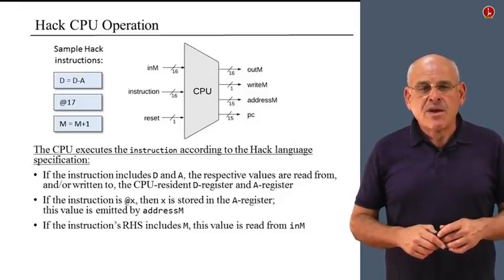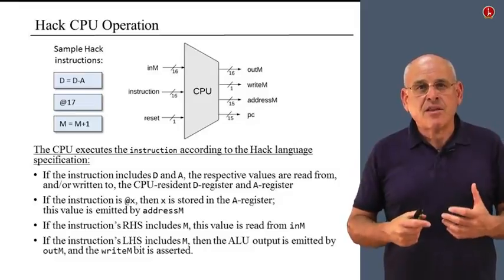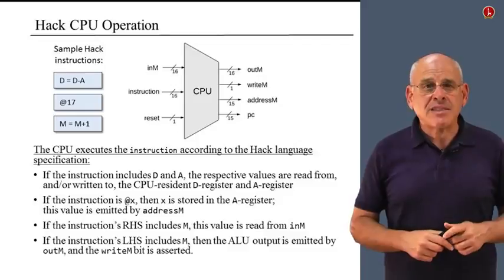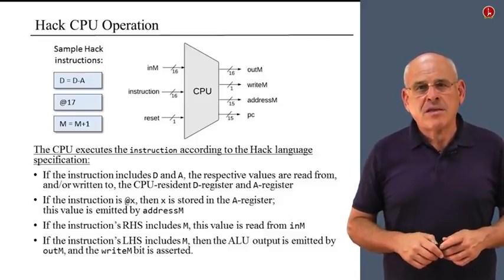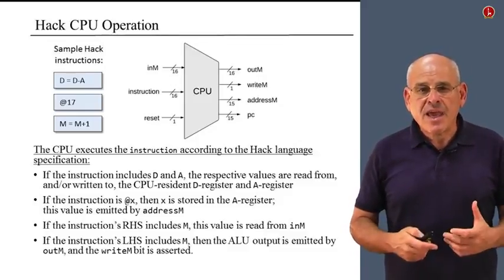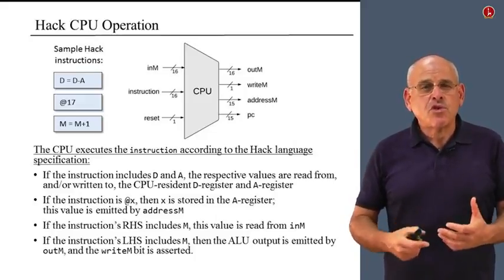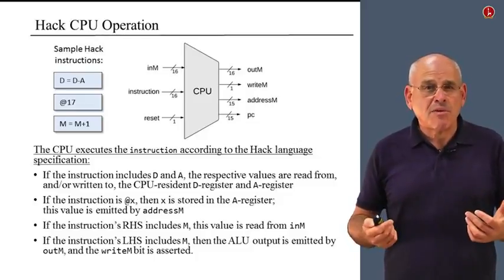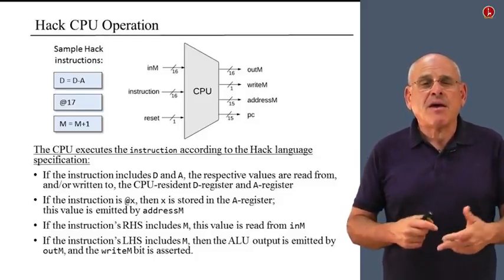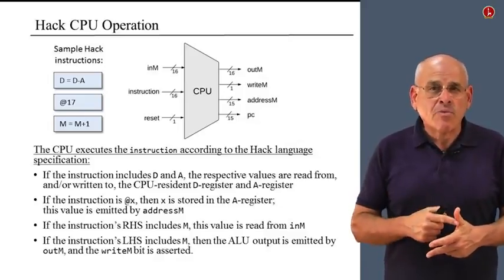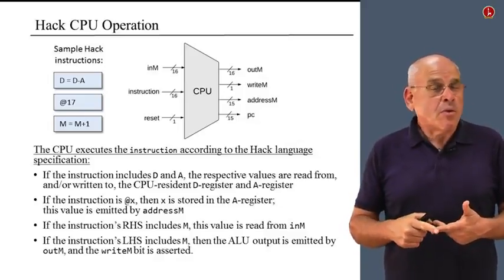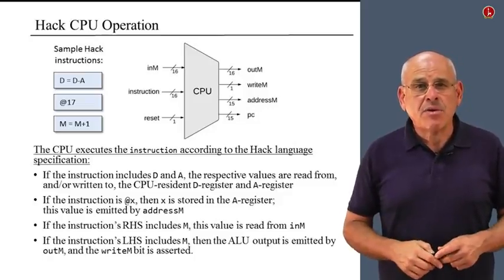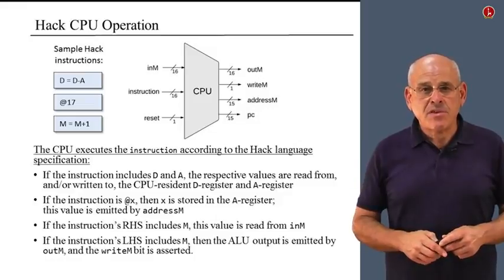And if the instruction's left-hand side contains the mnemonic M as one of the destinations of the operation, and we see it in the last example here, in the third instruction in the slide, then the ALU output should be stored in the main memory. In this case, we discussed it before, we have to provide three different pieces of data: the value that we want to store, the address where we want to store it, and the control bit. So this is done by the CPU in the way that was discussed in the previous unit.